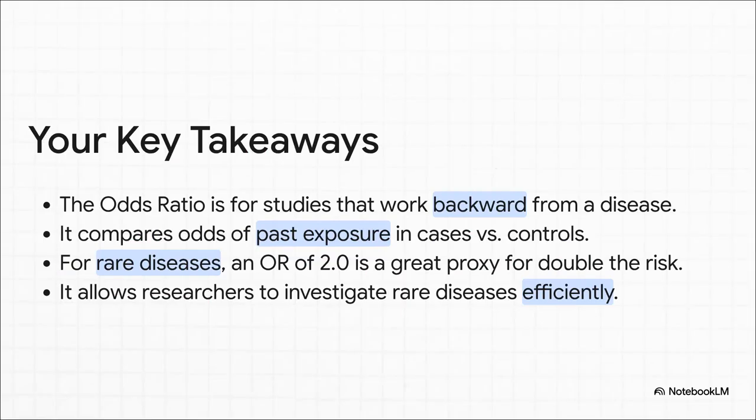So what's the bottom line? The odds ratio is really the key that unlocks the power of the case control study. It lets us measure the strength of an association even when we can't calculate risk directly. And for all those rare diseases where case control studies are so vital, it gives us a fantastic estimate of the true relative risk. It allows scientists to investigate links that would otherwise be almost impossible to study.